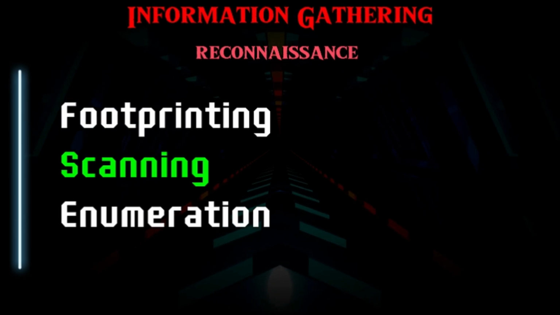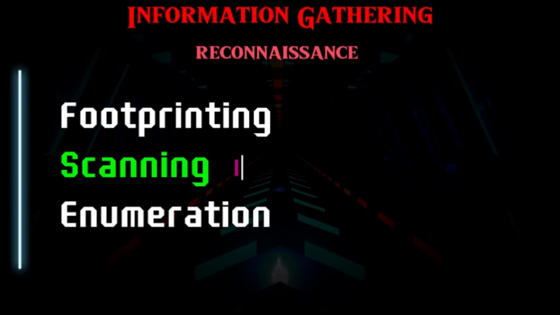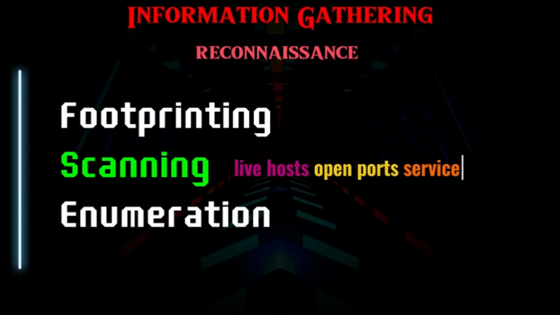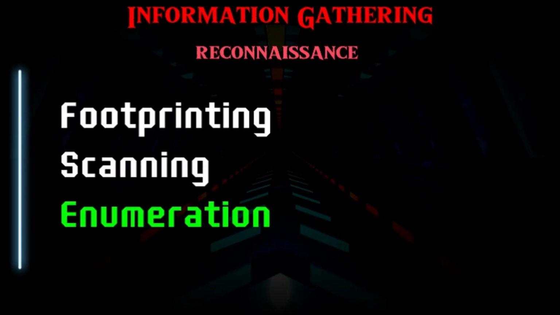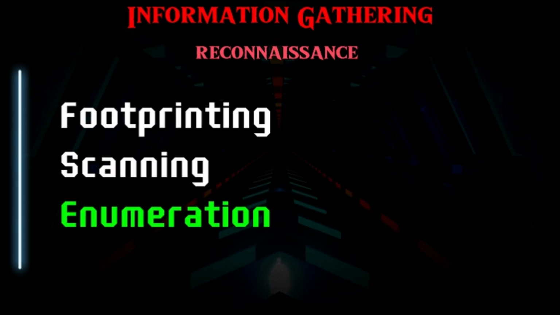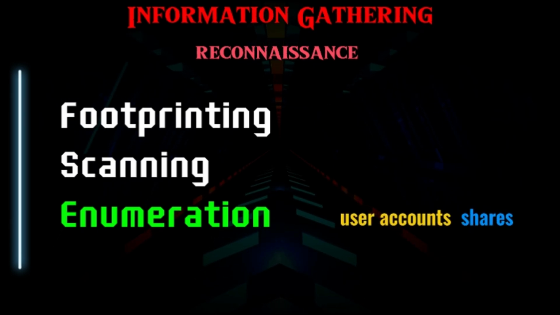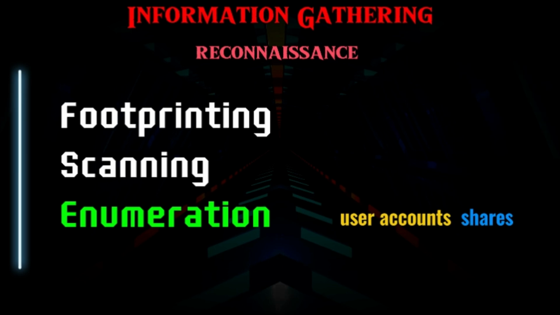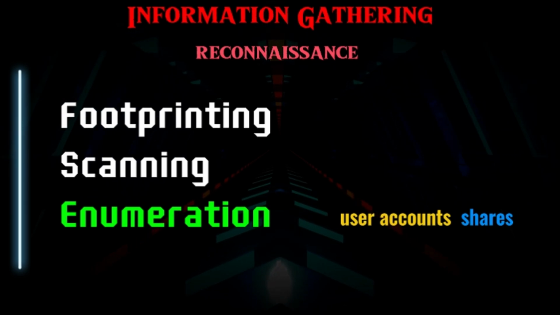Scanning follows footprinting and involves actively probing the target system to identify live hosts, open ports, and services running on those ports, using various tools and techniques. And enumeration is the final phase where specific details are extracted, such as user accounts, shares, and other resources on the system. It focuses on gathering detailed information that can be used for further exploitation.